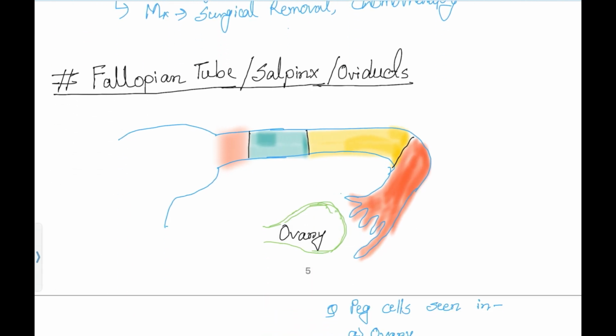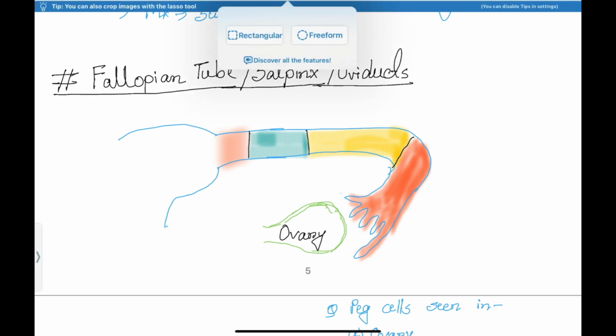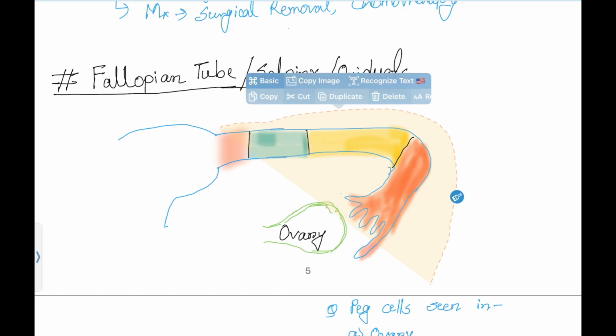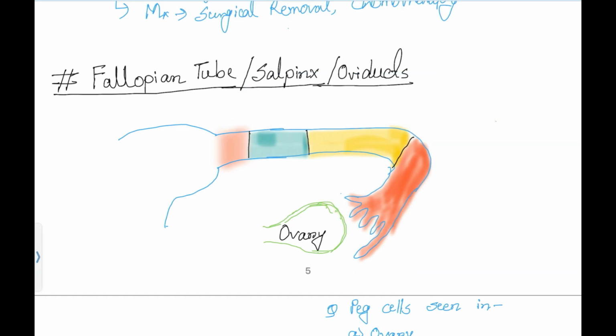As I told earlier, the fallopian tube is also one of the internal genital organs of the female reproductive system. This is the portion of the female internal genital organs, this is the portion of the fallopian tube.